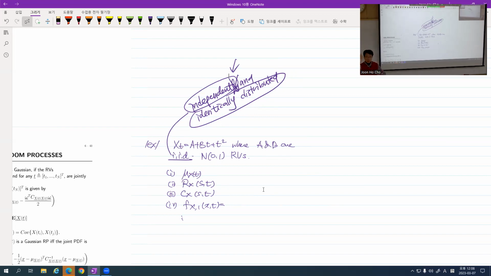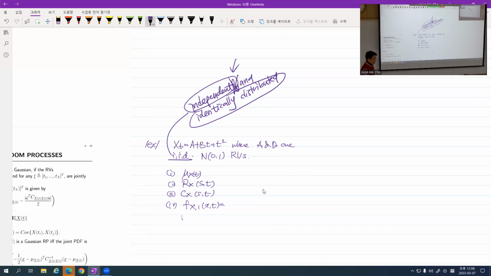Now you choose any two time instants, t1 and t2. So you have x sub t1 and x sub t2. You put them together into a vector form. Now, question, is it a two-dimensional Gaussian random vector? Of course, yes. You can easily find the mean vector and the covariance matrix.